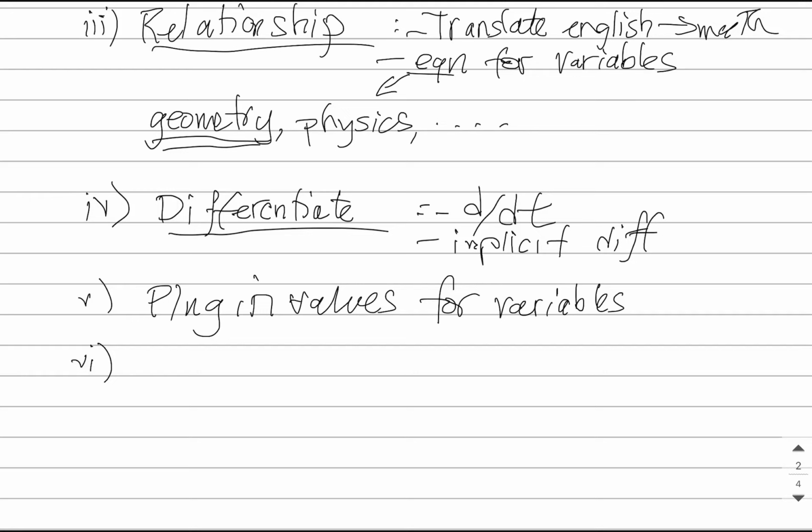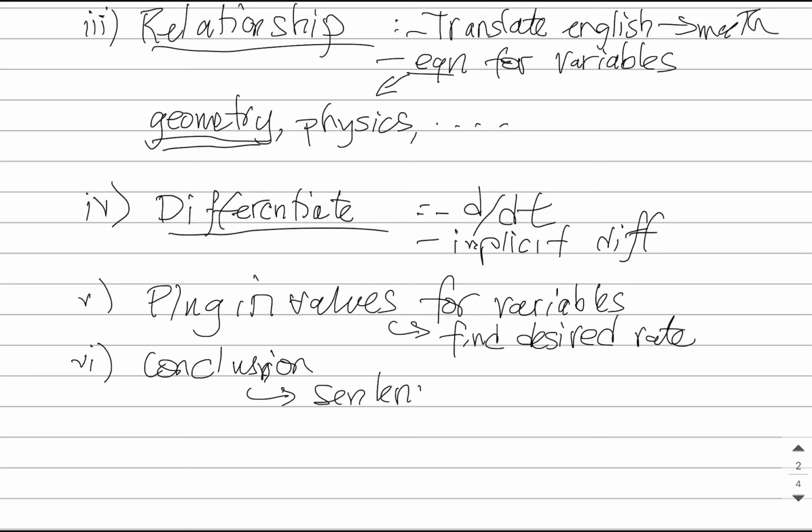You should have labeled the constants earlier, and now you're going to label the values of the variable to help come to your conclusion. So once you plug in those numbers, you're going to find the desired rate that you're looking for, and then you conclude. If you've been given a paragraph, you should conclude with a sentence.